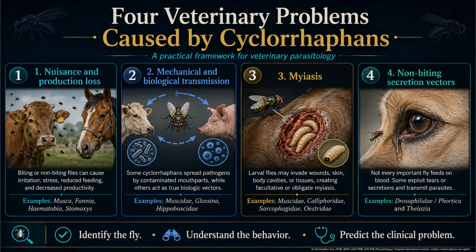Some flies move agents mechanically on contaminated mouthparts, feet, or body surfaces. Others are true biologic vectors or intermediate hosts, where the agent develops as part of its life cycle. Third, myiasis. This is where larvae invade wounds, skin, body cavities, or tissues. And fourth, non-biting secretion vectors. Not every important fly feeds on blood. Some exploit tears or ocular secretions, which opens up the door to parasites such as Thelazia.